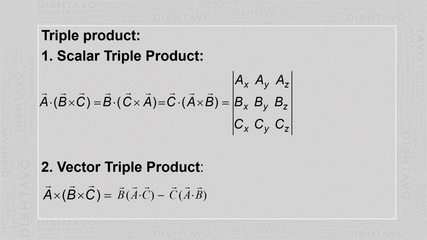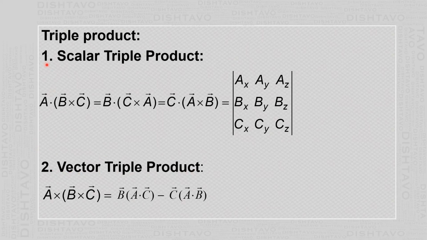Next is to multiply 3 vectors, and it is called a triple product. When the 3 vectors are multiplied, it may result in a scalar quantity, and it is called a scalar triple product, or it may result in a vector quantity. It is called a vector triple product.